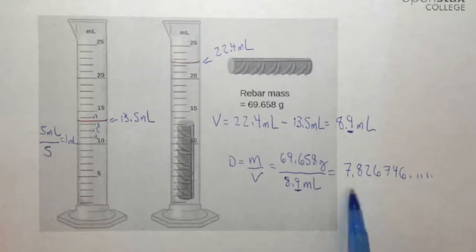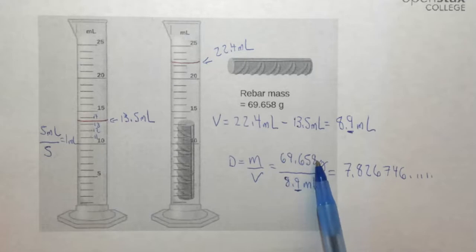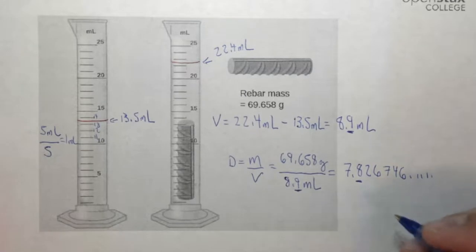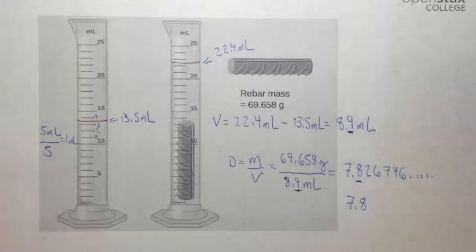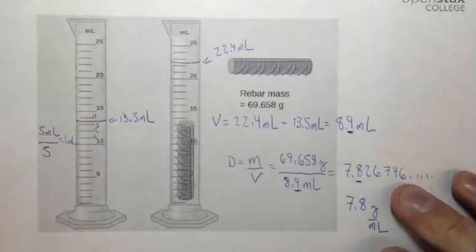Now, we need to answer this with the correct number of significant figures. So, now we're dividing, so it's the total number of significant figures that matter. So we have 1, 2, 3, 4, 5 sig figs in our mass and 1, 2 sig figs in our volume. So our answer has to have the least number of significant figures, which is 2 significant figures, which is this one right here. So since this is a 2, we keep it the same, 7.8, and then include our units, grams per milliliter.